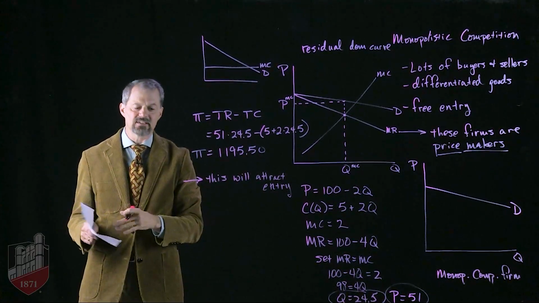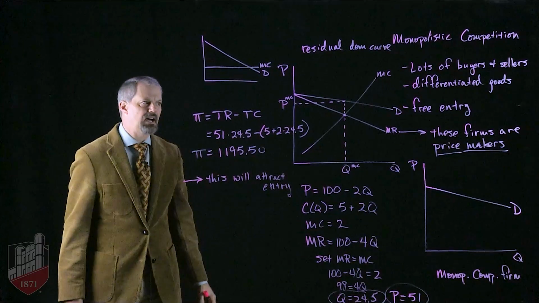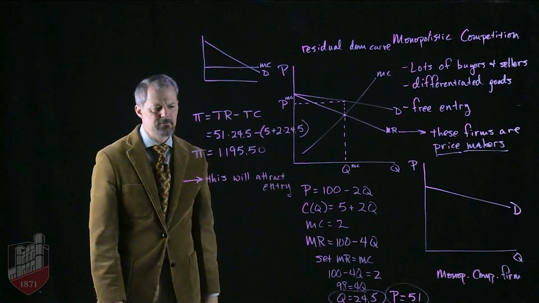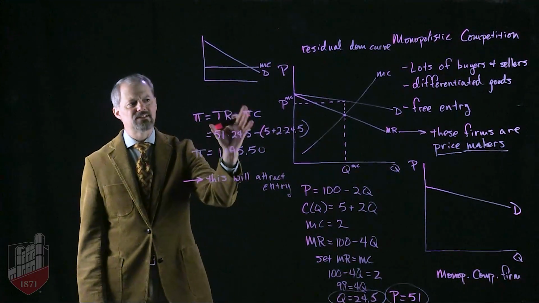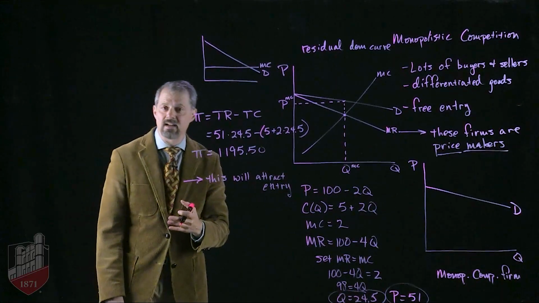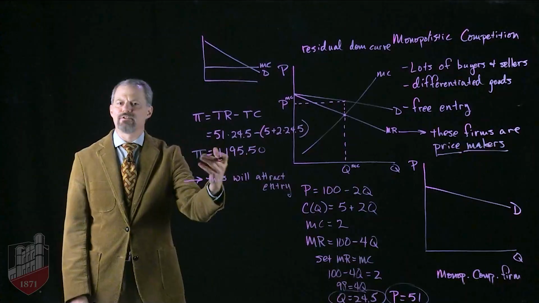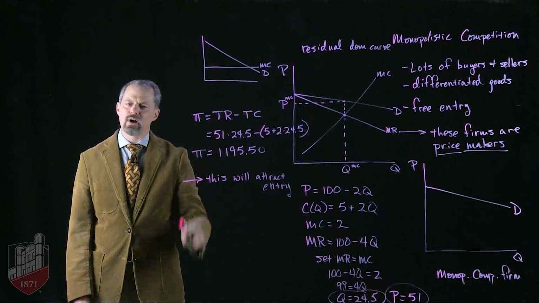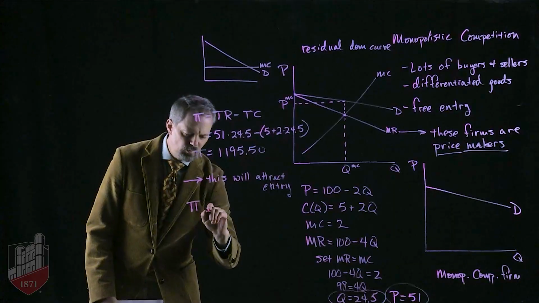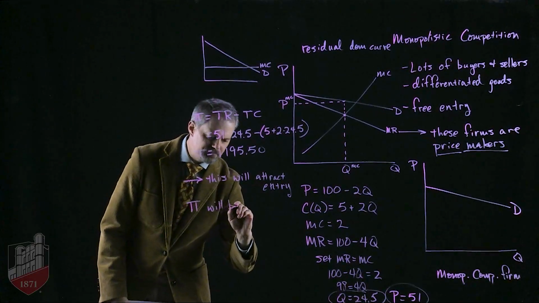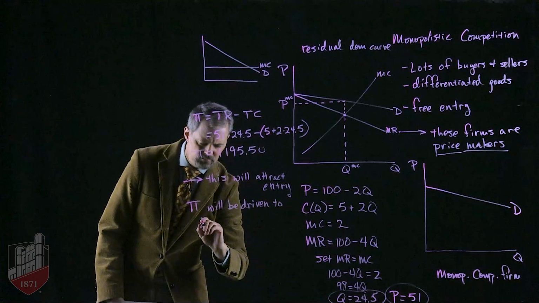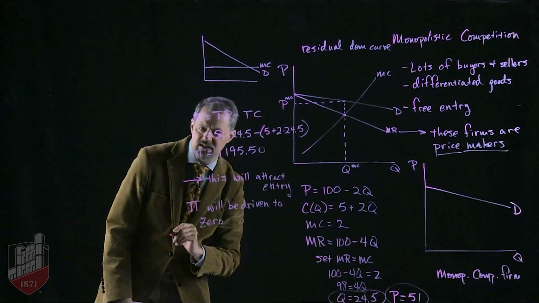So this is the big difference between monopolistic competition and monopoly. One of the big differences is that with monopolistic competition, we have to talk about what happens when there's entry. So if the monopolistically competitive firm earns a positive profit, you probably already know what's going to happen. That will attract other firms into the market, and that profit's going to be driven to zero. So profit will be driven to zero in the long run in a monopolistically competitive market.